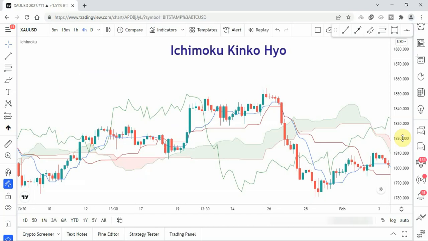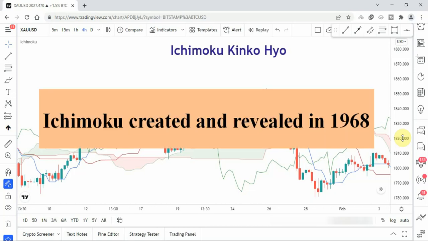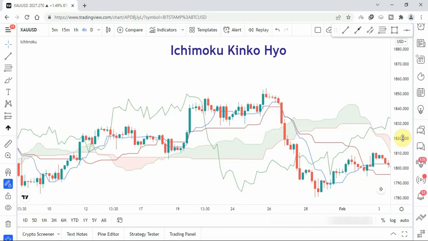Ichimoku Kinko Hyo, the complete Japanese name of the indicator, which means one look equilibrium chart, because with just one look you will get loads of information about the chart, including the trend, sell and buy signals, consolidated market and much more. The Ichimoku was created and revealed in 1968 by a Tokyo newspaper writer. The indicator is made up of four major components.